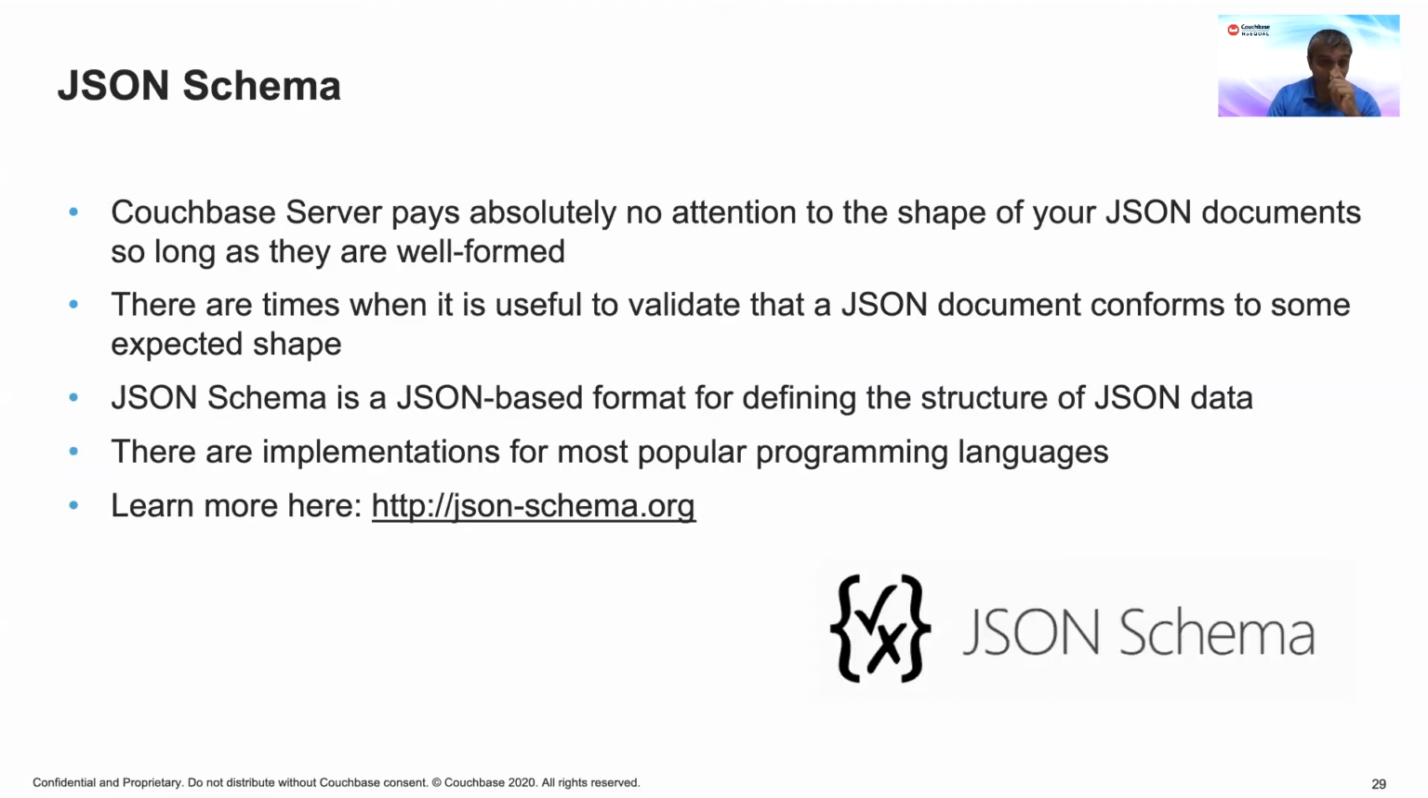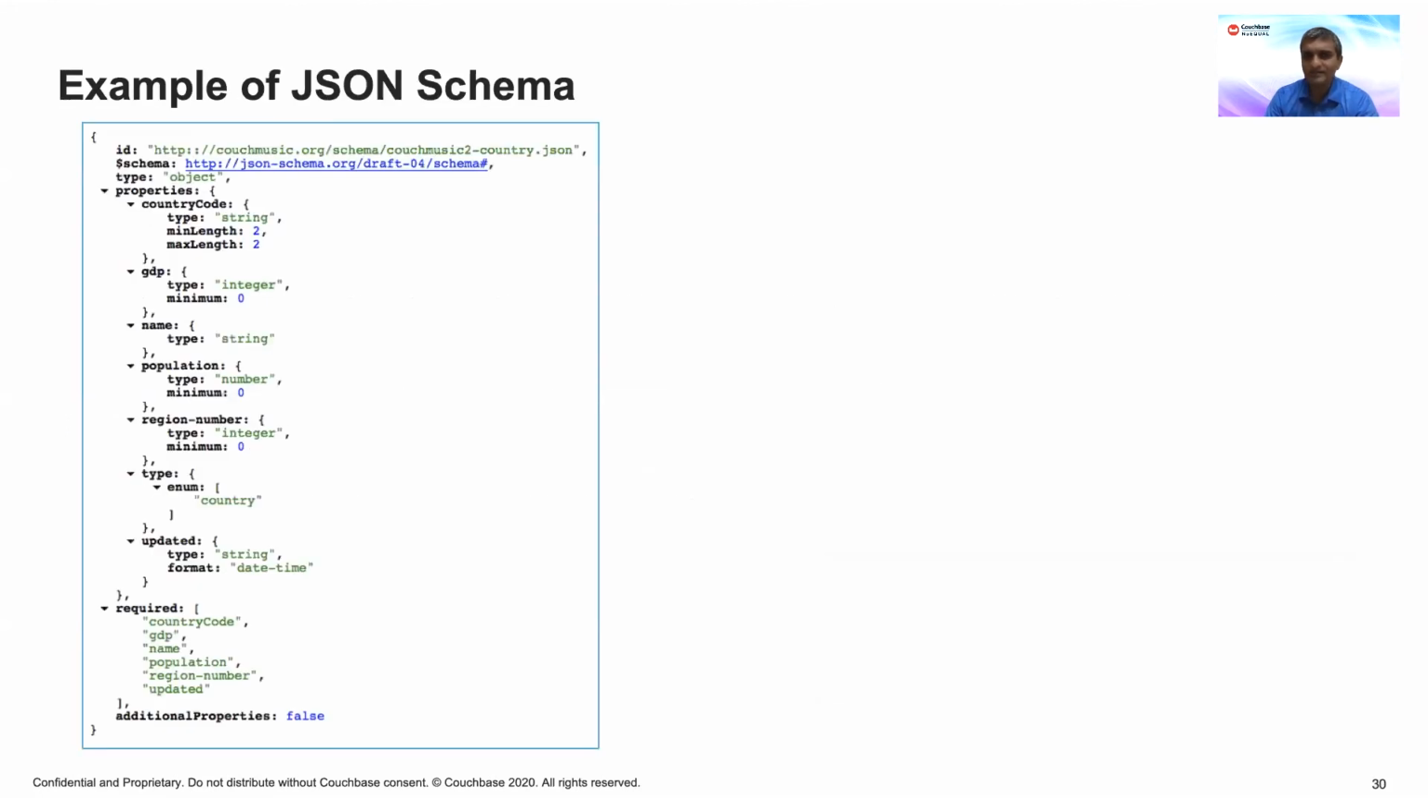JSON schema. So when you look at Couchbase itself, remember Couchbase pays absolutely no attention to the shape of your JSON document as long as it is well formed. But there are times when it is useful to validate that your JSON document conforms to a particular shape, right? Remember, it's at the application level, not at the Couchbase end, right? So JSON schema is a JSON based format for defining the structure of JSON data. And there are different implementations. You can visit jsonschema.org to learn more, but let's look at a sample JSON schema.